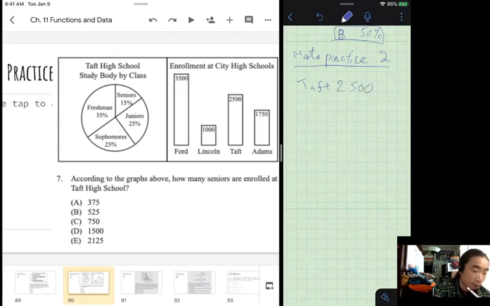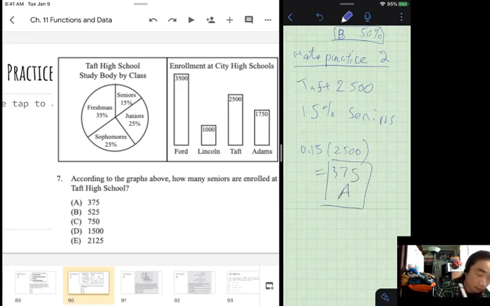And then we have to look at our left side for this pie chart to figure out the percent. From Taft, 15% are seniors. So this one isn't so bad. We have to find 15%. You can turn it into a decimal, multiply that by 2,500. Grab my calculator, or I can do some mental math. All right, so that's 375. So that's answer choice A.